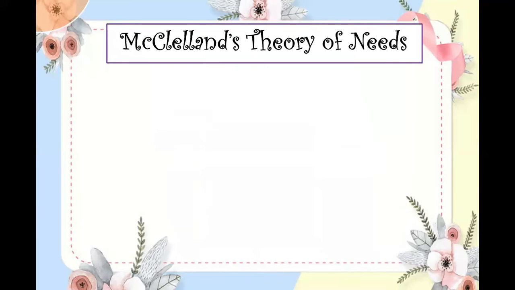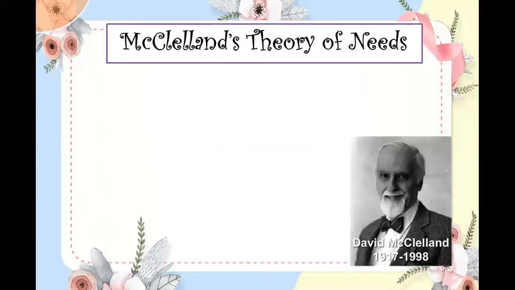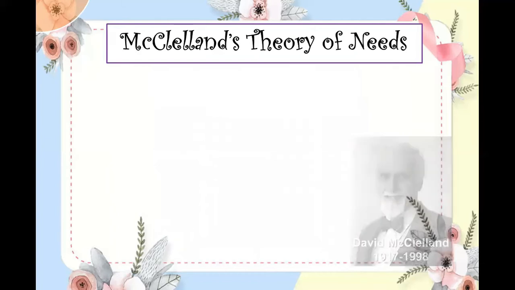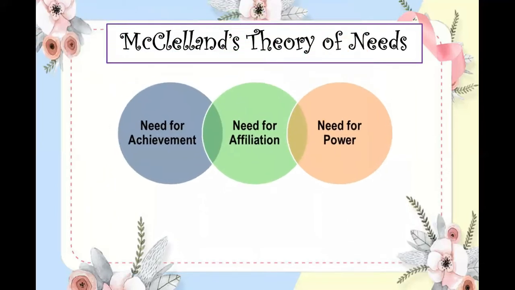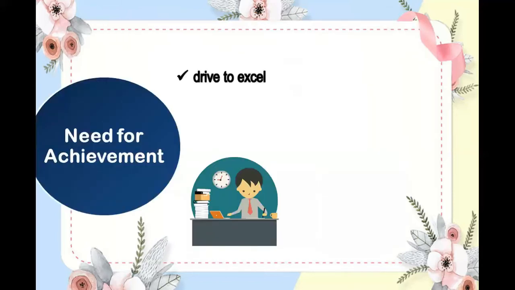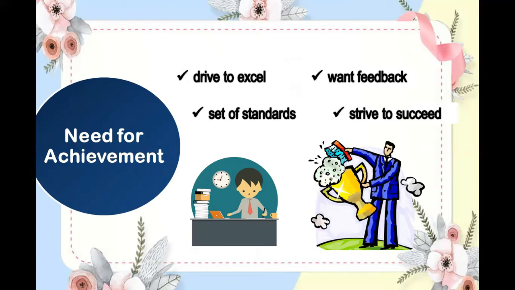The fourth theory is McClelland's theory of needs, proposed by David McClelland. According to David, there are three needs of an individual: the need for achievement, need for affiliation, and need for power. Those people with a higher need for achievement perform better when they work on moderately difficult tasks. They drive to excel and set standards. They want feedback on how well they are doing and take responsibility for their performance. They always strive to succeed.